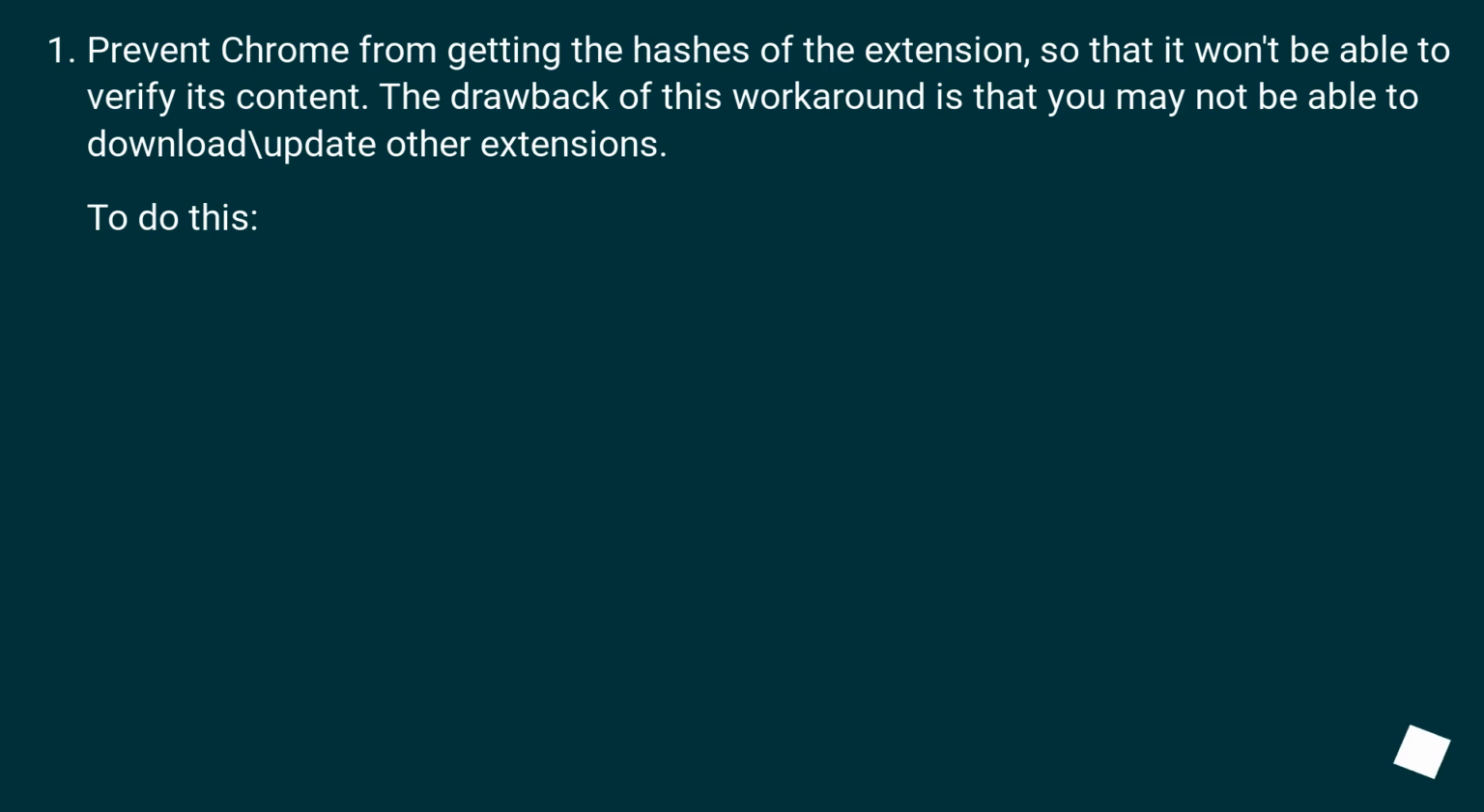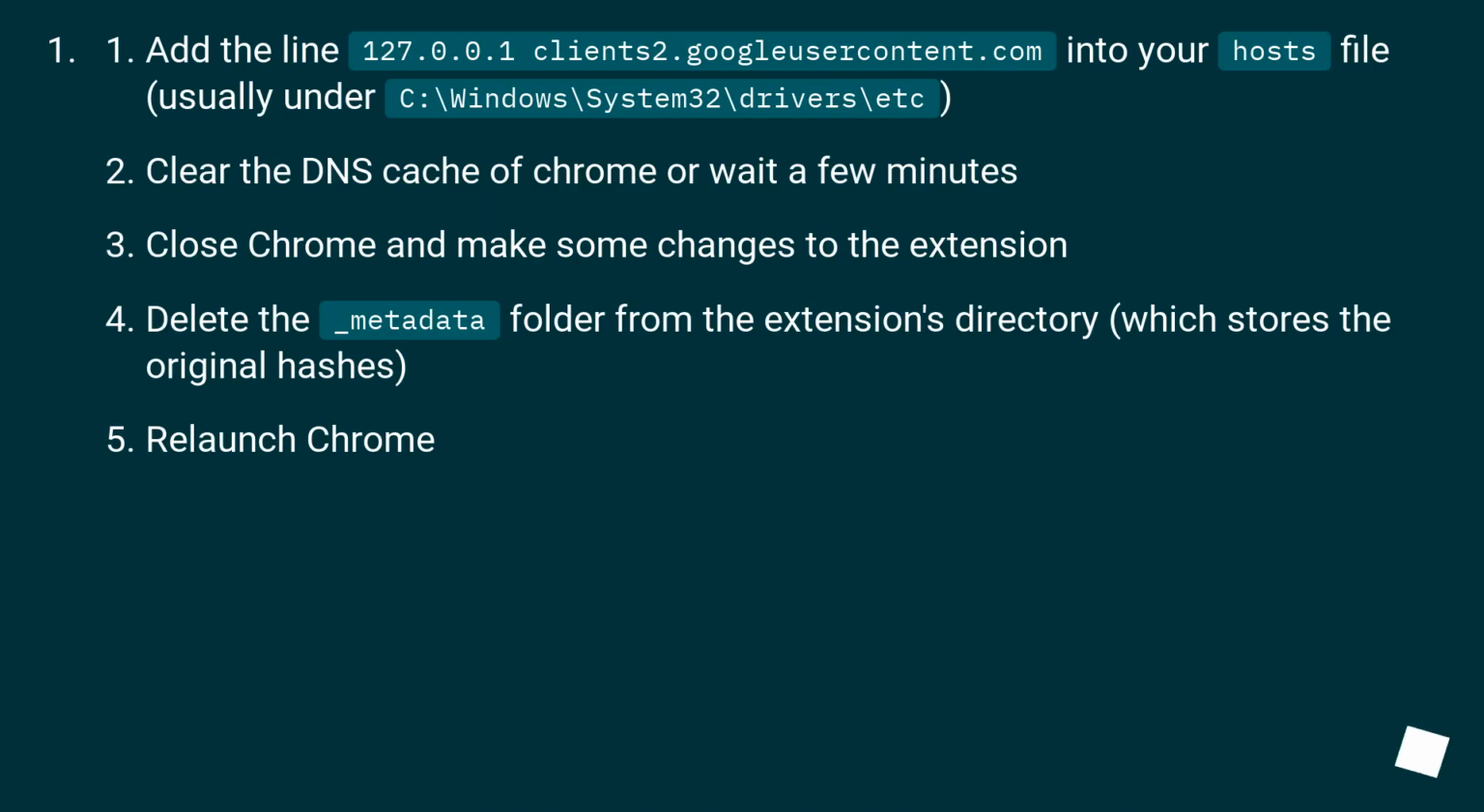Prevent Chrome from getting the hashes of the extension, so that it won't be able to verify its content. The drawback of this workaround is that you may not be able to download or update other extensions. To do this, add the line 127.0.0.1 clients2.googleusercontent.com into your hosts file, usually under c:\windows\system32\drivers\etc. Clear the DNS cache of Chrome or wait a few minutes.